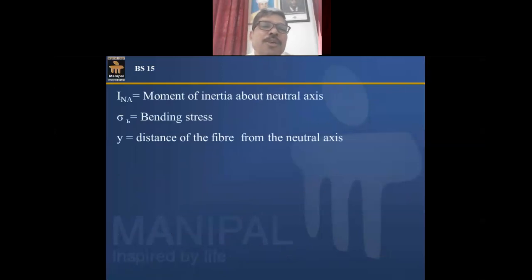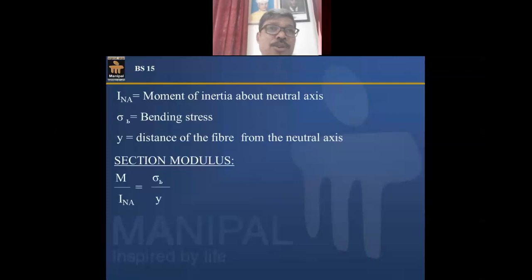Now, you know I is the moment of inertia about NA, that is neutral axis, sigma b is bending stress, y is distance of fiber from the neutral axis. Then what is section modulus? This is another term that you have to study. Section modulus. So M by I is equal to sigma by y. So M is equal to, for simplification, sigma b into I by y.